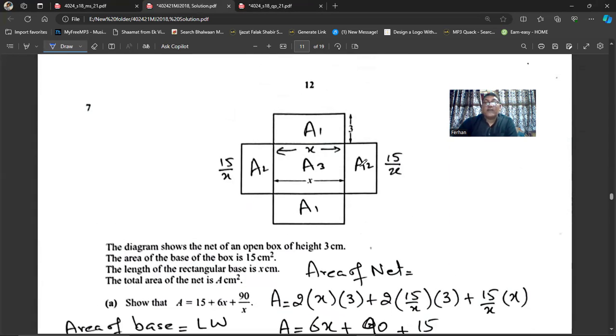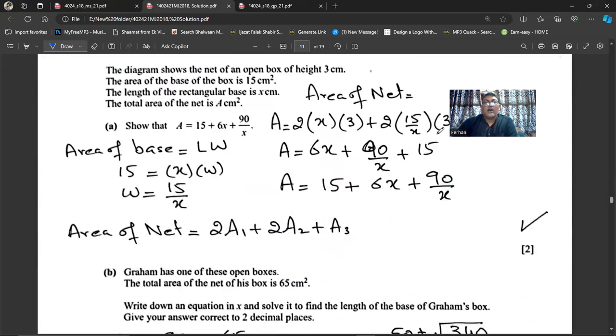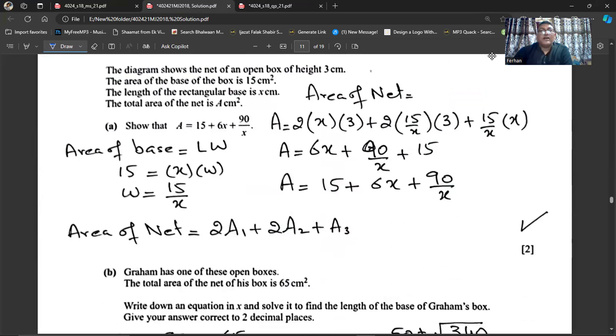These two are the same, so I'm calling them A2 and this is A3. Now the area of the net will be 2 times A1 plus 2 times A2 plus A3. So A1 will be 2 into x into 3, plus 2 into 15 by x into 3, plus 15 by x into x. So these are simple rectangles. Length multiplied by width is their area. So you will have 6x plus 90 by x plus 15.